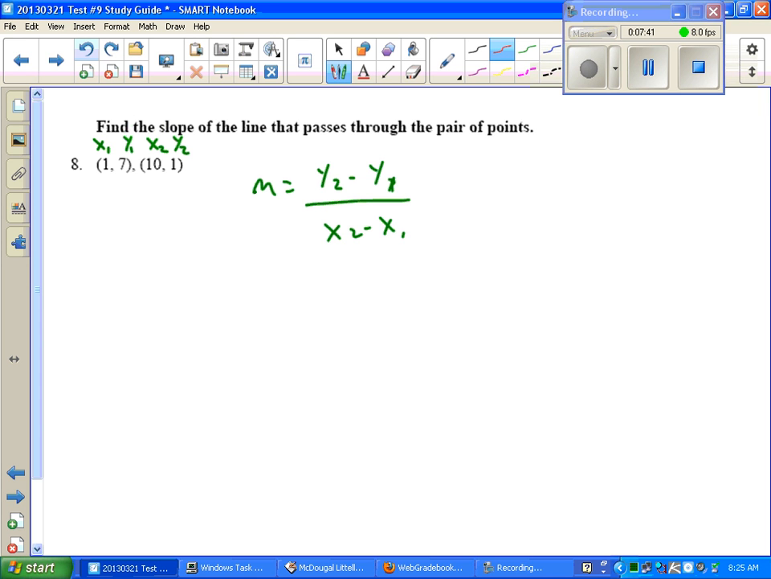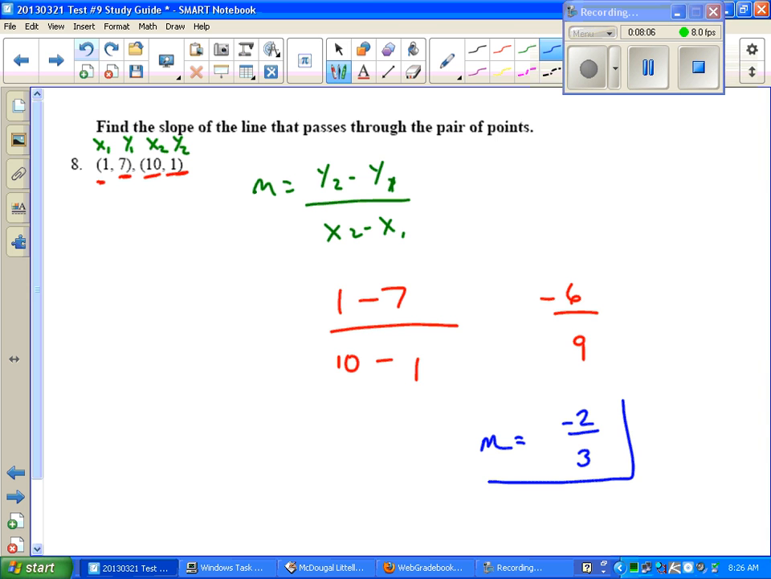It calls for y sub 2 first, so this is y sub 2, 1, minus y sub 1's value is 7, over x sub 2's value is next, which is 10, minus x sub 1's value is 1. 1 minus 7 is negative 6, over 10 minus 1 is 9. The number 3 goes into both of those numbers. 3 times negative 2 is 6, and 3 times 3 is 9. So your slope, or your m value, remember that represents slope, is negative 2 over 3.